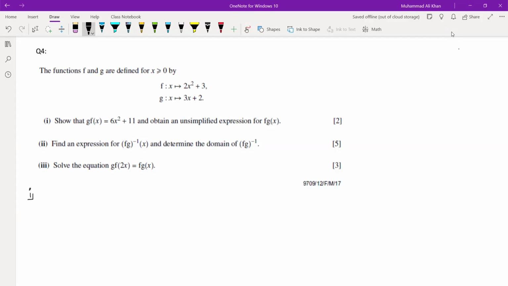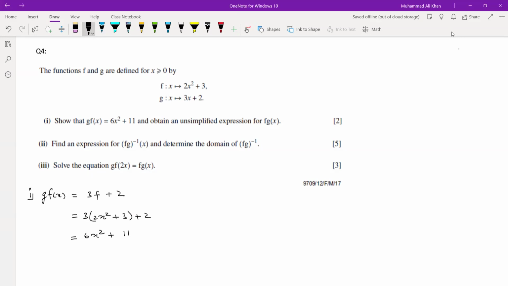The first is function f को g में रखना है, f को g में रखना है, so we'll get gf(x)। जब फंक्शन f को g में रखना है तो g फंक्शन क्या है? 3x, यहां पर f आ जाएगा + 2, so it will be 3(2x² + 3) plus 2. And here it is 6x² plus 3 3s are 9, 10, 11. This we have to prove, right? This we have to show.